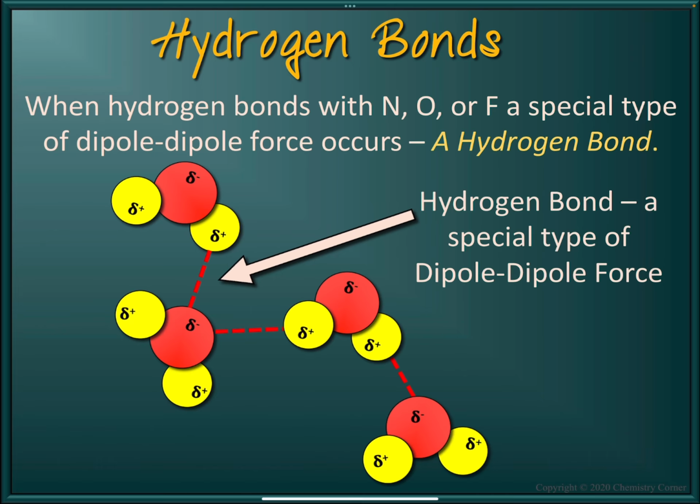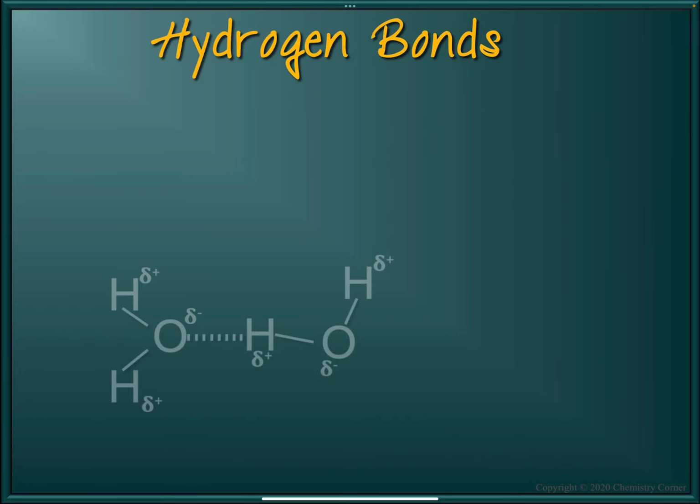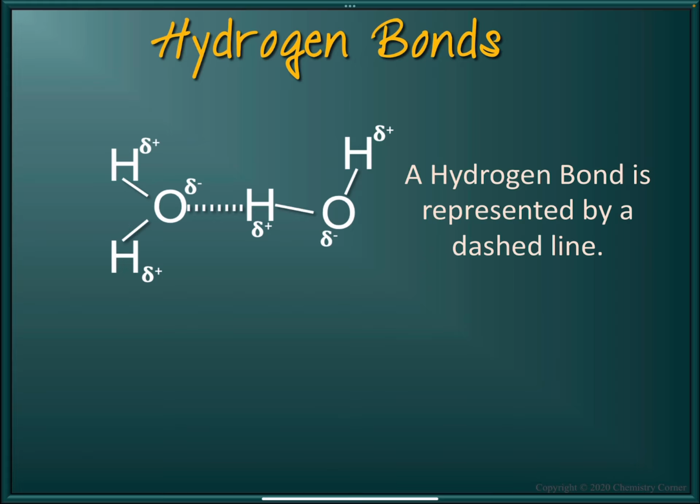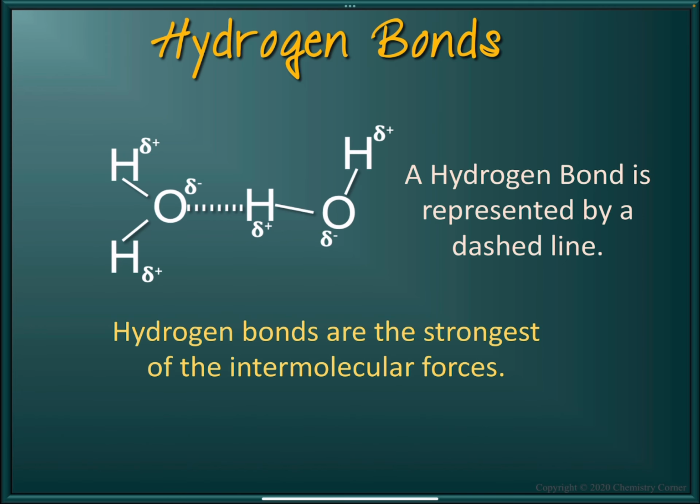Okay, so water has hydrogen bonding because it's made up of O-H bonds. The O-H bonds are highly polar, so therefore it's a stronger dipole-dipole, and it's so special that we call it hydrogen bonds. Okay, here's another look at that. So the hydrogen bond, when you write it, is represented with a dashed line between the negative end of one molecule and the positive end of another molecule. And these are the strongest intermolecular forces.